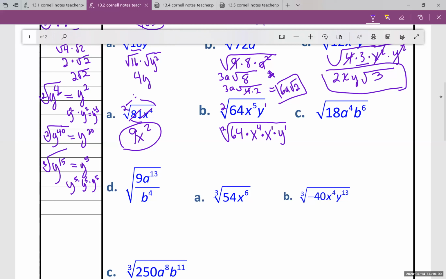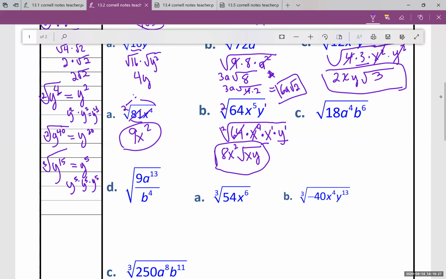Can we take the square root of 64? Yes, 8 comes out. Can we take the square root of x to the 4th? Yes. X squared comes out because 4 divided by 2. Can we take the square root of x to the 1? No. Can we take the square root of y to the 1? No. So we're going to leave x and y underneath the radical sign.